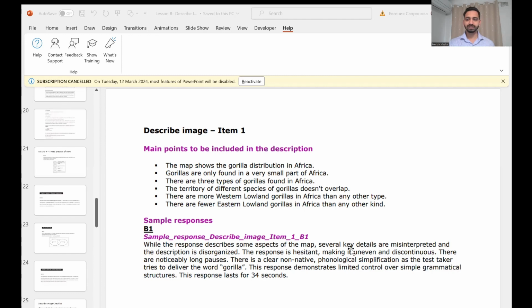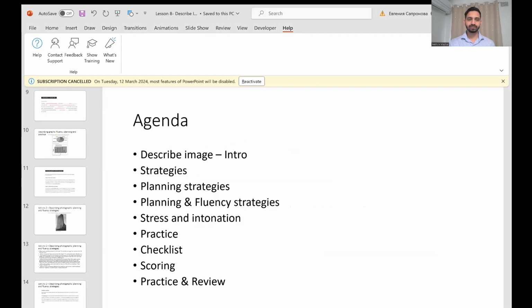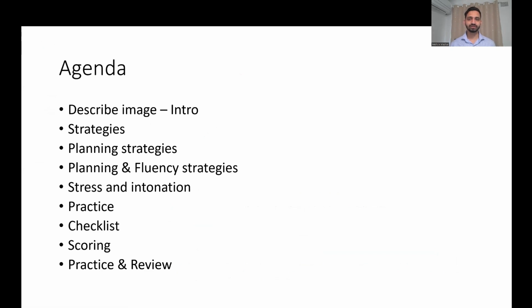Our agenda for today is we're going to be talking about describe image. I'll start with an introduction to describe image. Then we'll talk about strategies. Then we will look at planning strategies. So obviously, you will have to speak for 40 seconds, but you'll have 25 seconds to plan your speech. So we will look at what are the things that we should be focusing on. Then we will look at planning and fluency strategies. Then we will look at stress and intonation. So obviously you'll need stress and intonation because it's a speaking test.